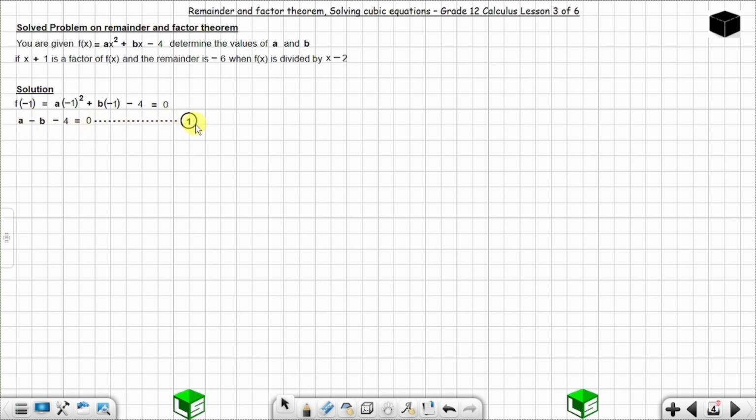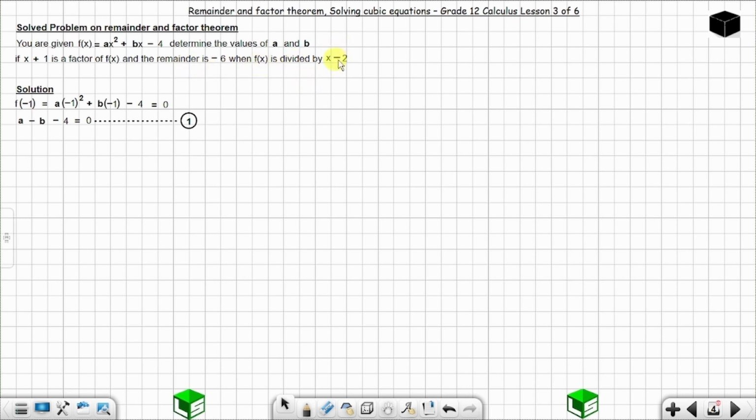We need to create at least two equations. This is our first equation. Let's create our second equation. You are going to plug 2 in there. This is going to be equal to negative 6, the remainder. Okay, remember from the previous slide, f of any x value is going to give you the remainder. And you are told that the remainder is negative 6.